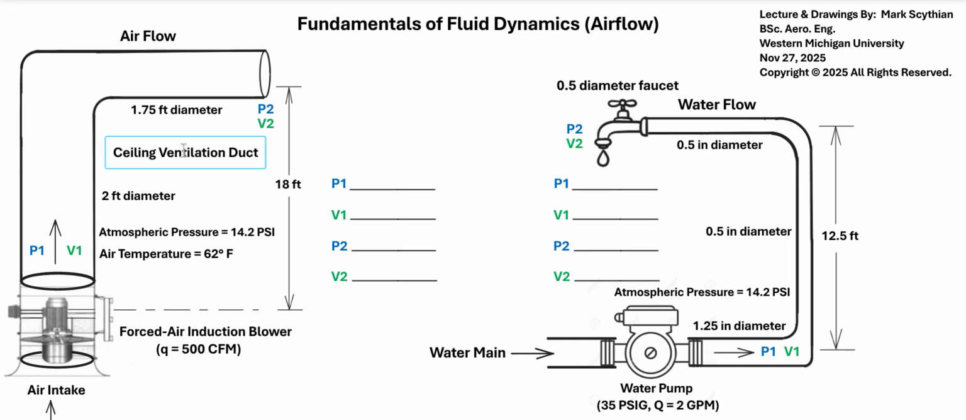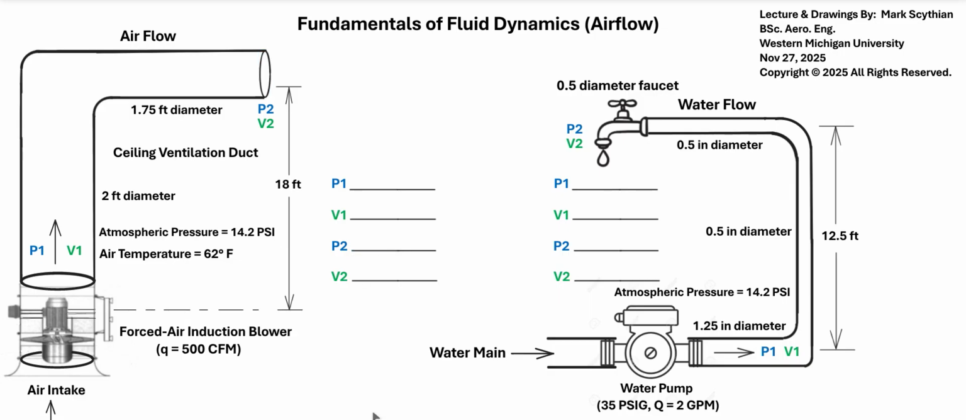So in the airflow application, we are going to calculate the absolute pressure and initial velocity V1 discharging from the blower, traveling upward 18 feet and then flowing into a constricting or converging duct with a final V2 velocity and absolute pressure at the outlet.